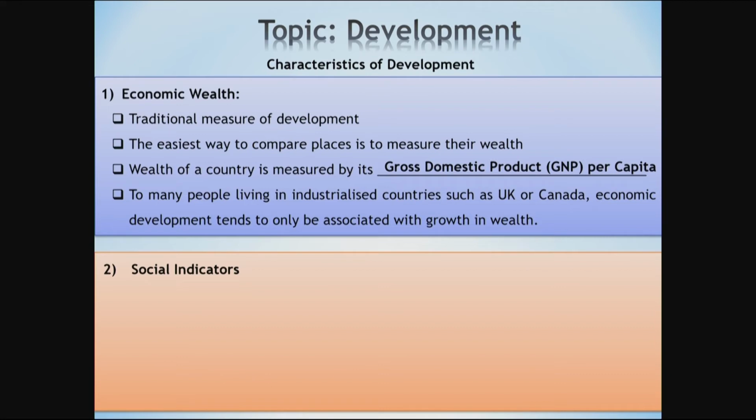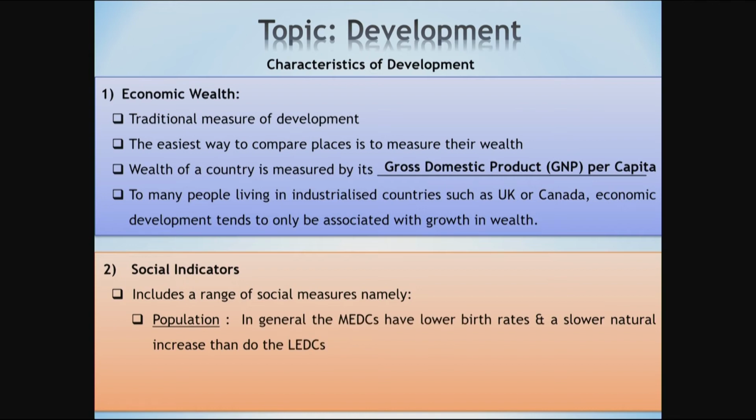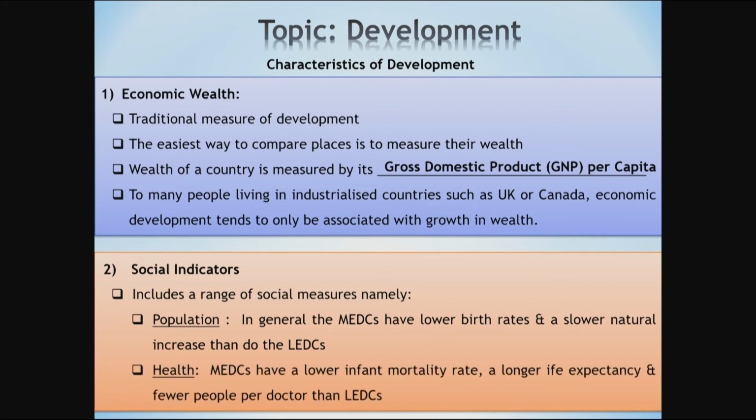So, we have the social indicators, which include a wide range of social measures, namely population, where, for example, in general, the MEDCs have lower birth rates and a slower natural increase than the LEDCs. Another social measure is health, where MEDCs have lower infant mortality rates, a longer life expectancy, and fewer people per doctor than LEDCs. Apart from social and economic development, there are other indicators, which include measures related to adult literacy, diet, employment structures, and energy consumption.